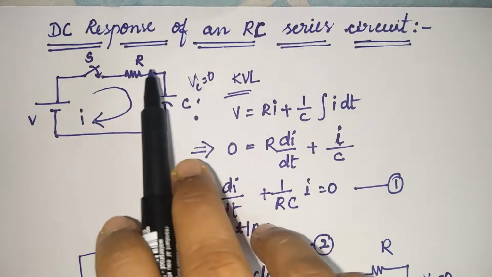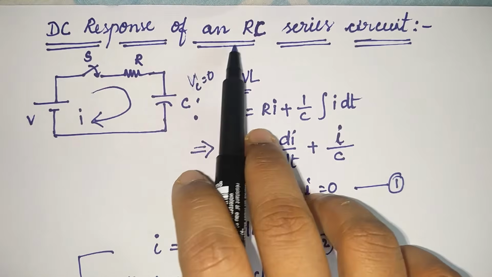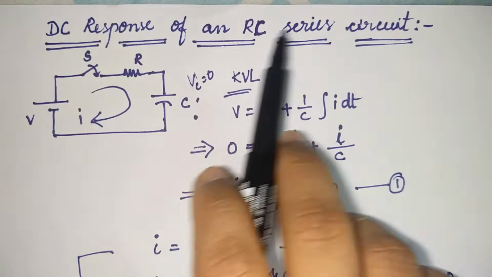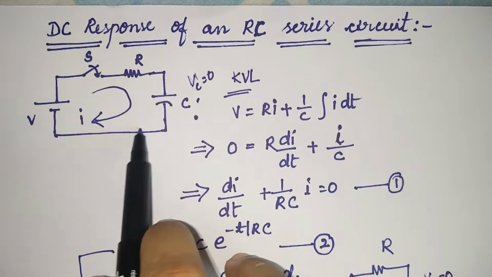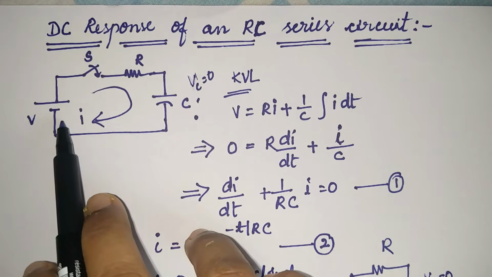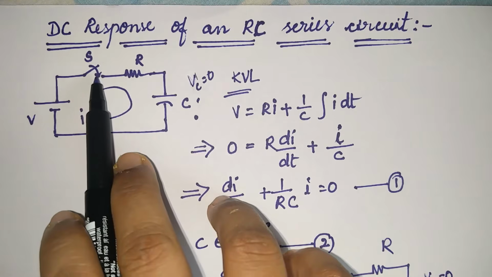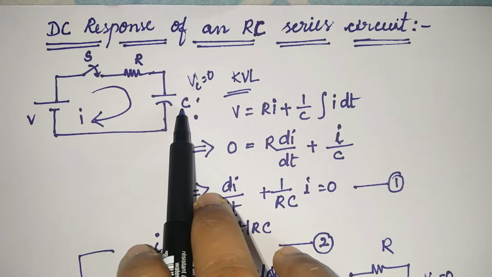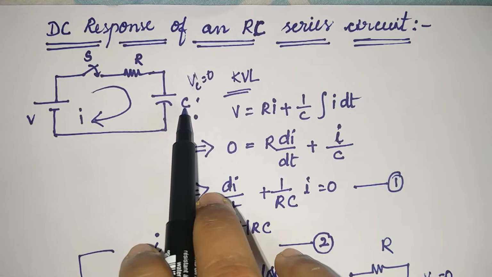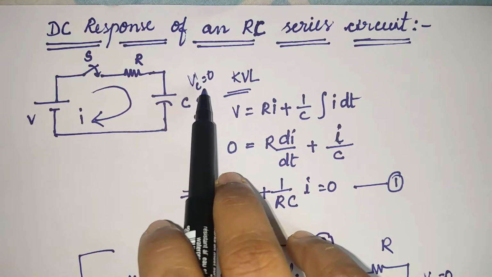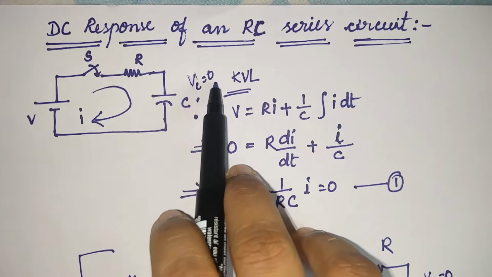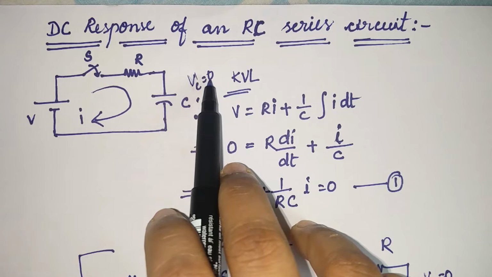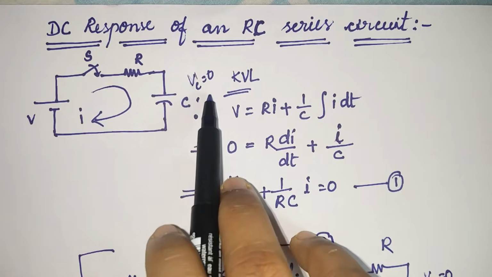Everyone, today we are going to learn the DC response of an RC series circuit. This is a simple RC series circuit which is excited by a DC voltage through a switch S. Imagine that the capacitor is initially uncharged. Uncharged means the initial voltage across the capacitor is equal to 0. Keep this point in your mind.